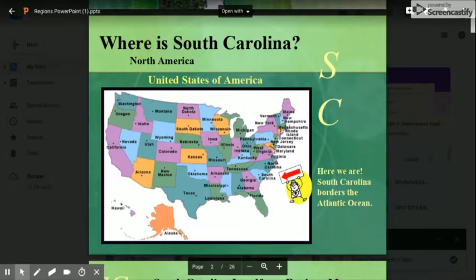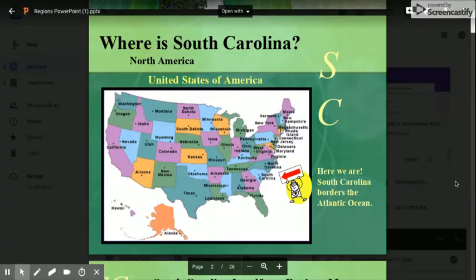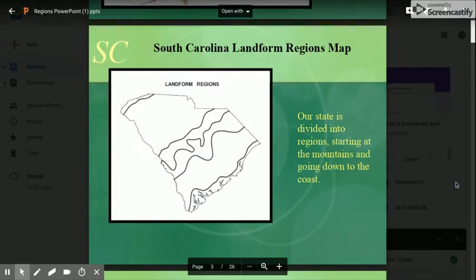So where is South Carolina? It is in North America, right here, this light blue state. It borders the Atlantic Ocean. We border Georgia and North Carolina. We do not actually touch Tennessee. That is a misconception that a lot of my students come to me and say we border Tennessee. We do not.